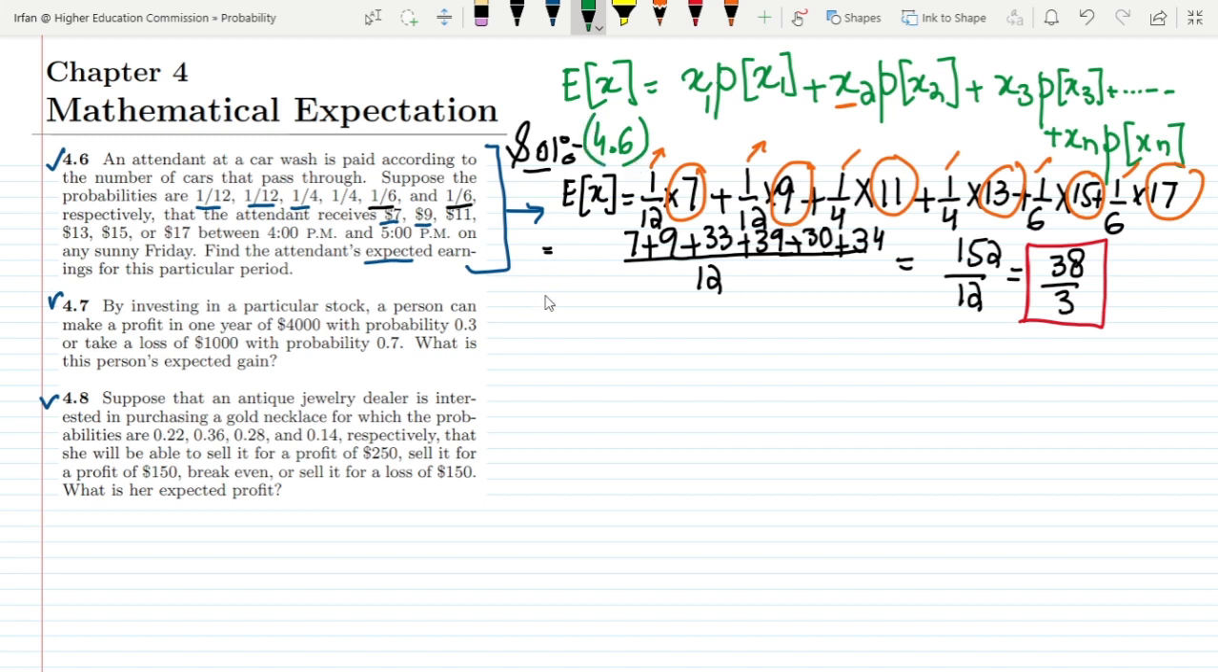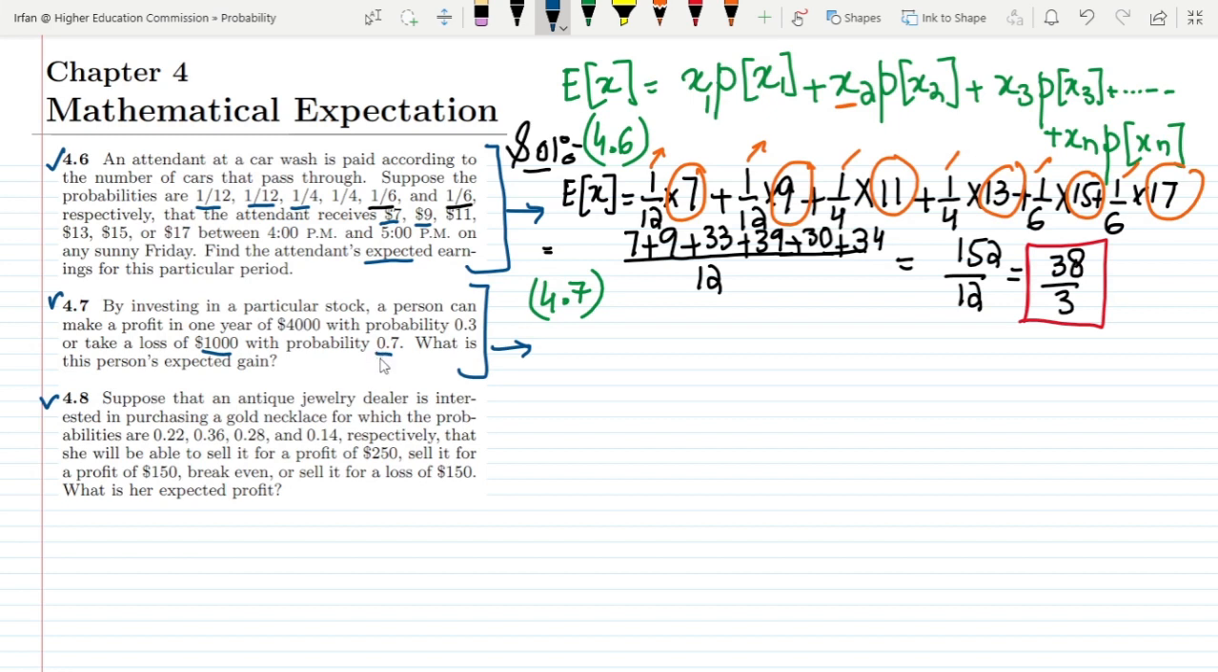Okay, now let us proceed to question 4.7. The solution of it we are going to write here, and let us go through its statement. By investing in a particular stock, a person can make a profit in 1 year of $4,000 with probability 0.3, or take a loss of $1,000 with the probability of 0.7.